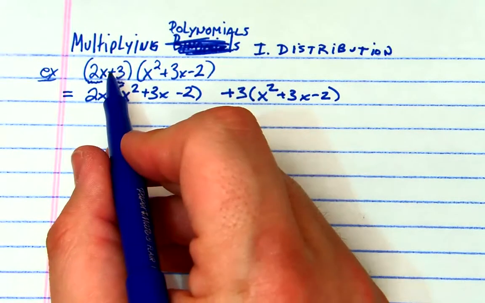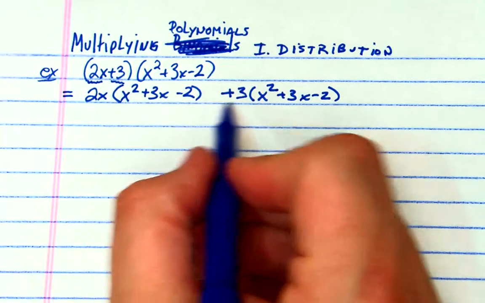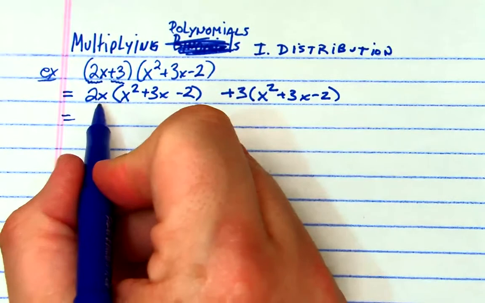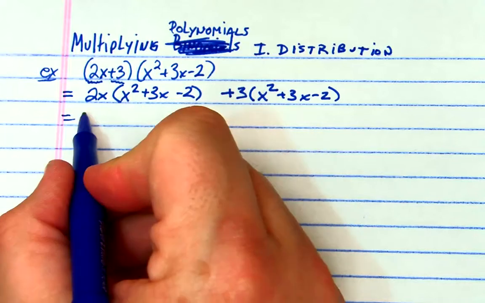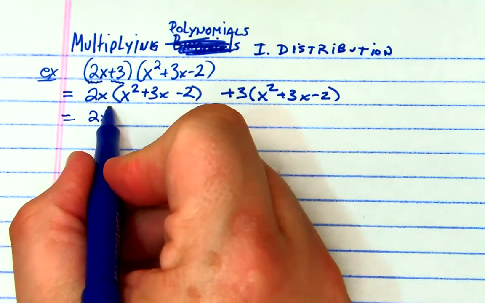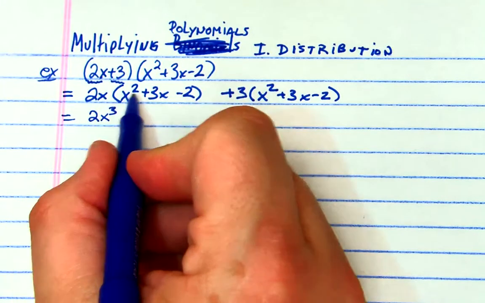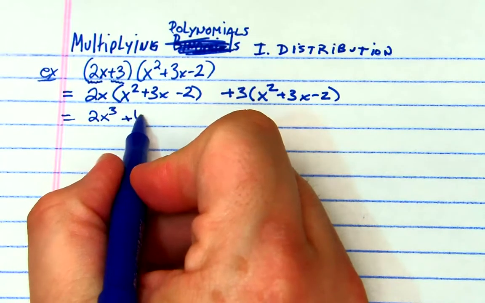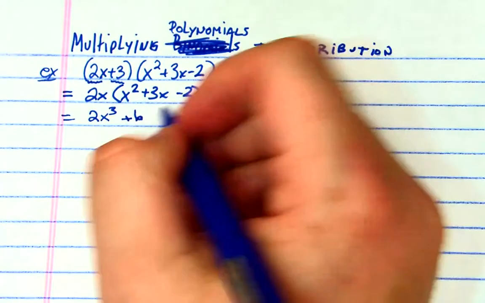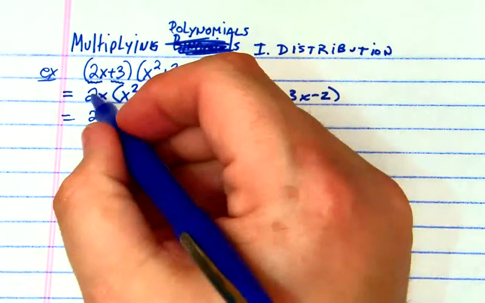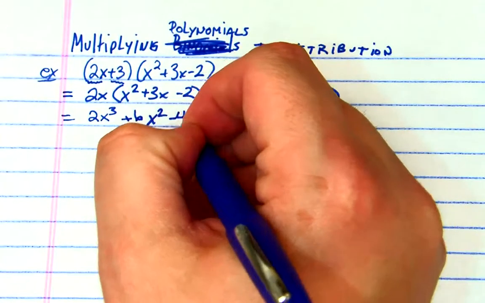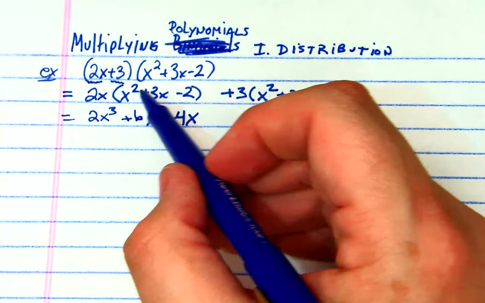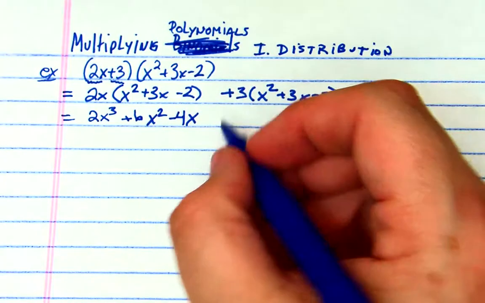So since we're multiplying by a binomial, we have 2 distributions that have to take place. So we multiply. 2x times x squared is 2x cubed. 2x times 3x, well, 2 times 3 is positive 6, so I'll put a positive 6. x times x is x squared. 2 times negative 2, negative 4. And then we have an x. So I distributed the 2x to the 3 terms in the trinomial.